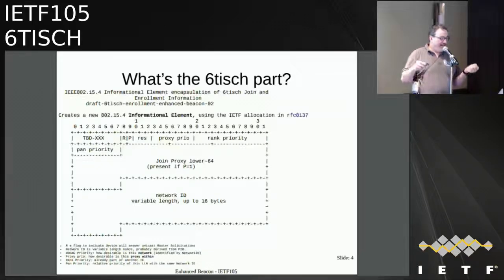So the rank priority, if I remember right, comes from RPL, and there's a document in RPL that tells you how you might like to fill that in. Not this working group's bother, it's just a container to put something in. The R flag tells you whether or not the router would accept unicast router solicitations, which you might like to do because that again saves another broadcast. So that's really it.